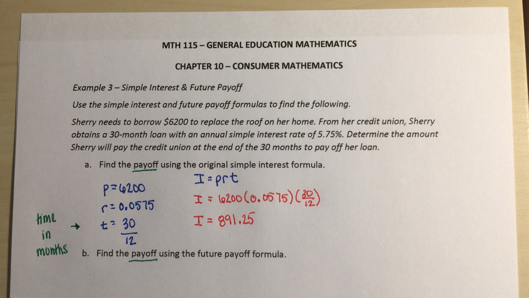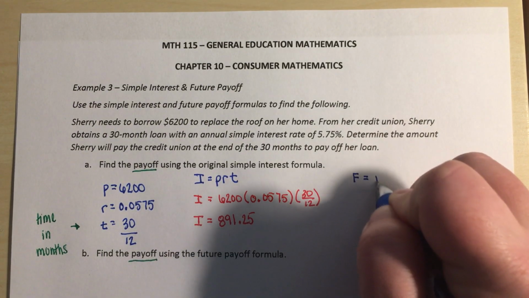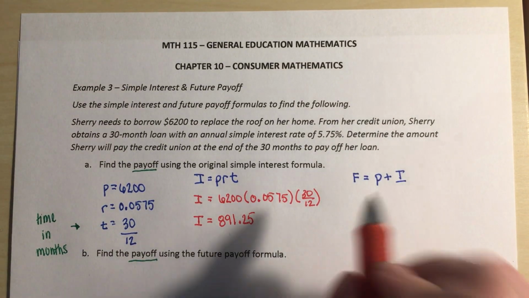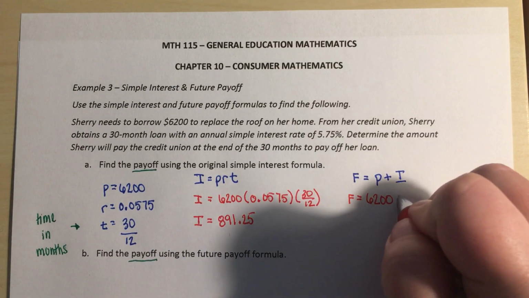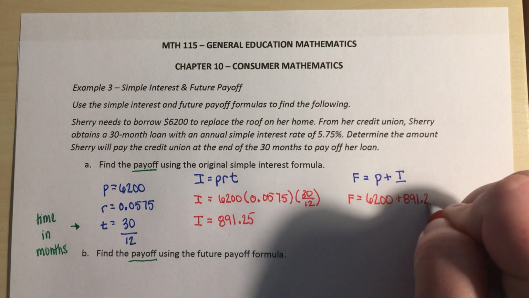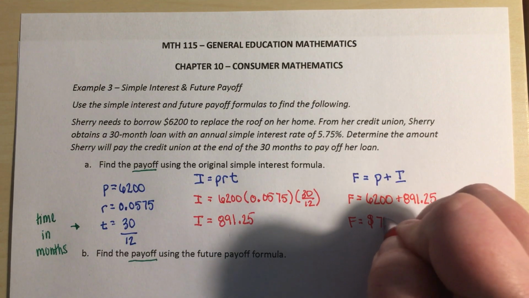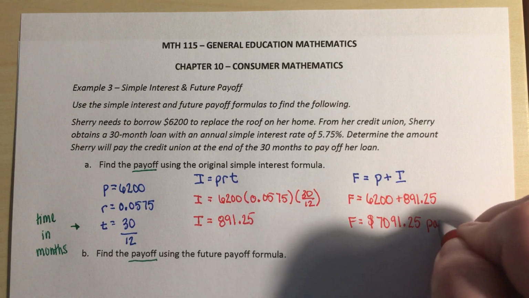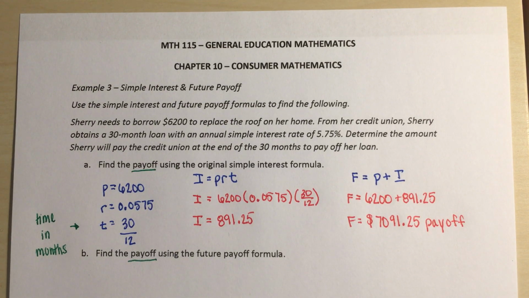But remember, going back to our original question, we weren't asked about interest, we were asked about how much they need to pay off. So for our future payoff, we take our principal and we add our interest to that. If we take our original loan of 6,200, add the 891.25 that we just found for interest, then we have a future payoff of $7,091.25. So that's one way we can find our future payoff.